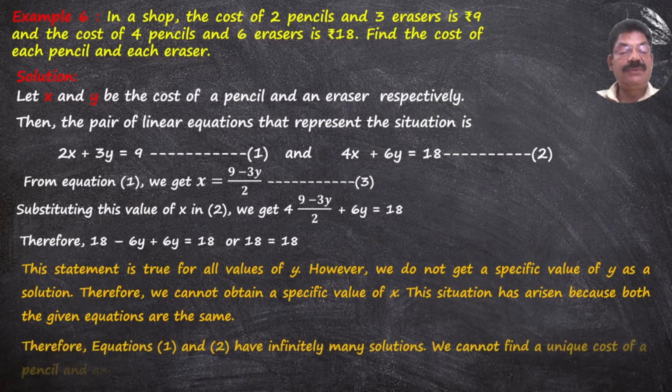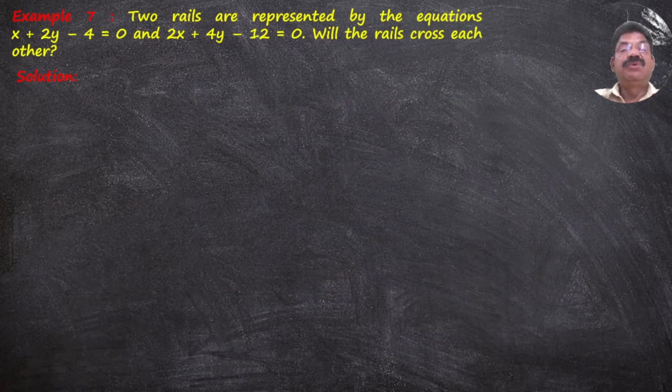Now, we move on to example 4. Two rails are represented by the equations x plus 2y minus 4 equal to 0 and 2x plus 4y minus 12 is equal to 0. Will the rails cross each other? Suppose the rails cross each other, what will happen? The straight lines x plus 2y minus 4 equal to 0 and 2x plus 4y minus 12 equal to 0 will intersect at a point. Let us check whether they intersect or not.